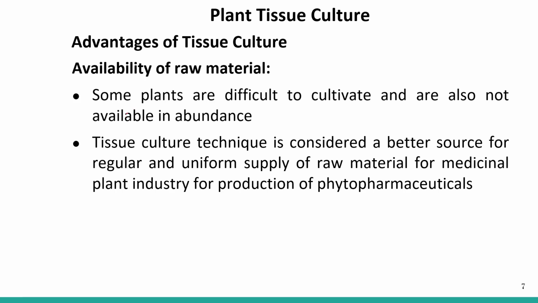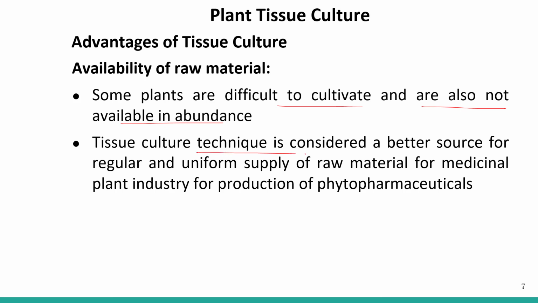We will see them one by one. First, availability of raw material. Some plants are difficult to cultivate and are also not available in abundance. It happens that some plants are very difficult to cultivate because they require a very suitable environment or nutrients which are generally not available. In that case, we can provide that nutrient medium as well as the environmental condition in vitro, and that helps such plants to be cultivated.